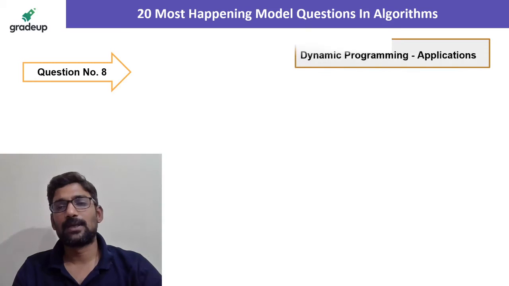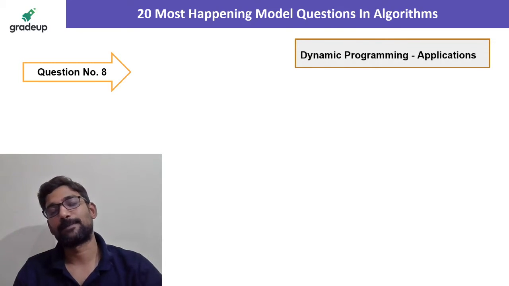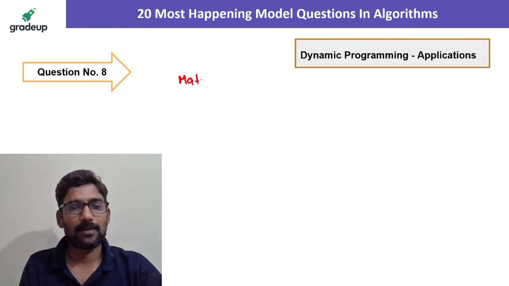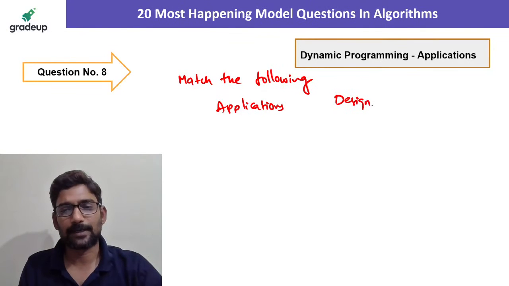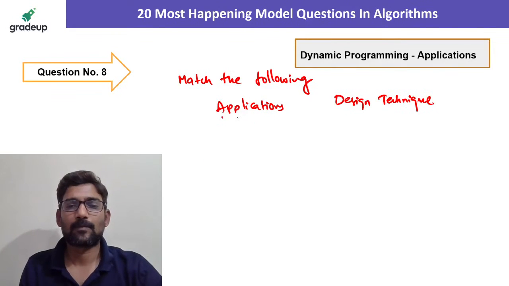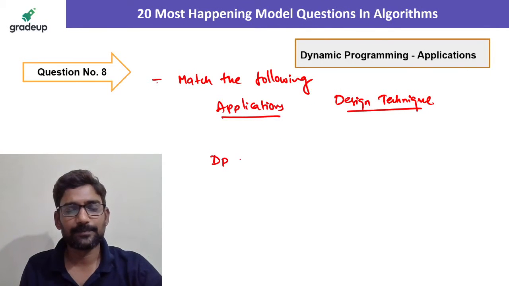The next model question that you can expect is from dynamic programming applications. Generally, you will be getting some match the following kind of question, with applications on one side and design technique on another side. So this is the model question generally we get. So what are the applications of dynamic programming?